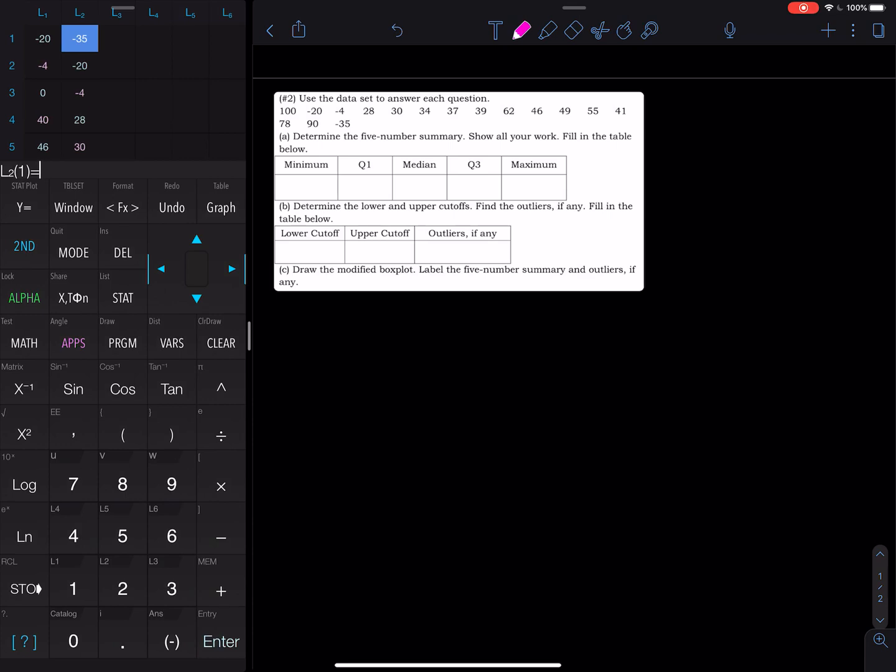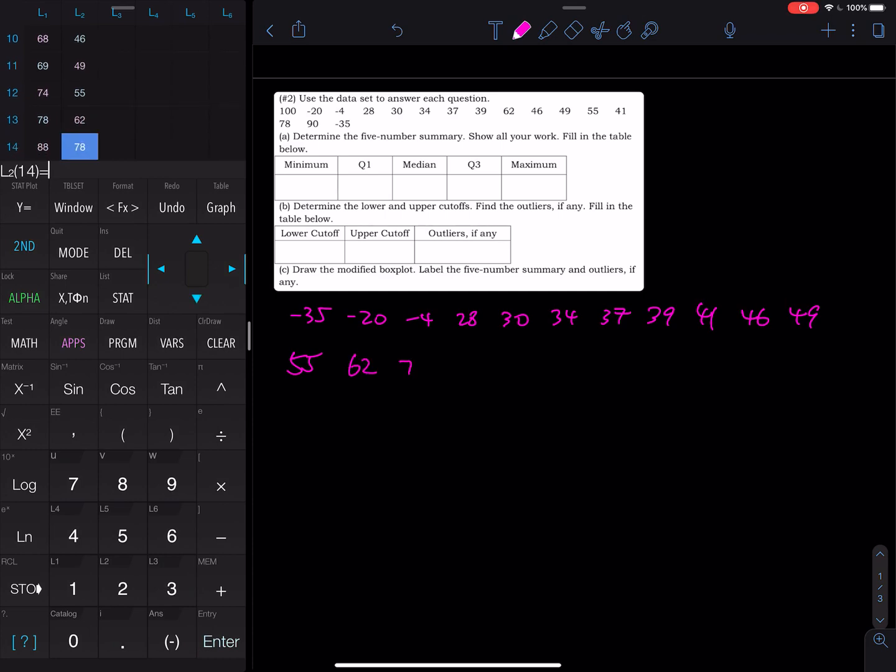So let's drop this down on my paper. So we have -35, -20, -4, 28, 30, 34, 37, 39, 41, 46, 49, 55, 62, 78, 90, 100. I guess that's it.